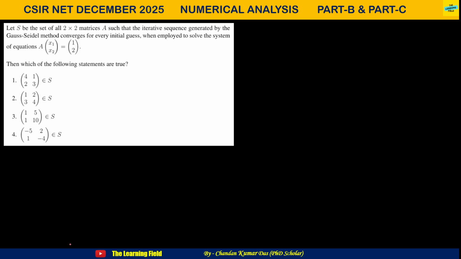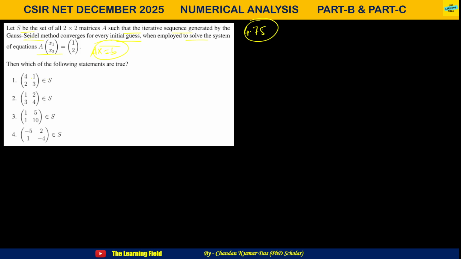Next question. Now this question is a part C question and it is of 4.75 marks. Now this question says, let A be a set of 2 by 2 matrices where A is such that the iterative sequence generated by the Gauss-Seidel method converges for every initial guess when employed to solve the system Ax equal to B. Like this system is given, Ax equal to B. Which of the following statements are true?